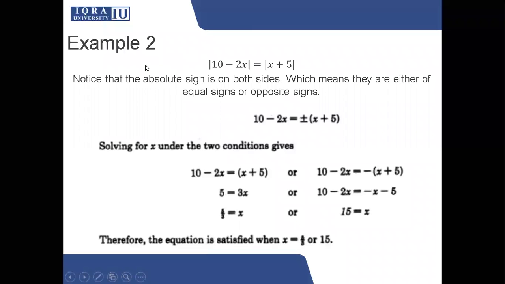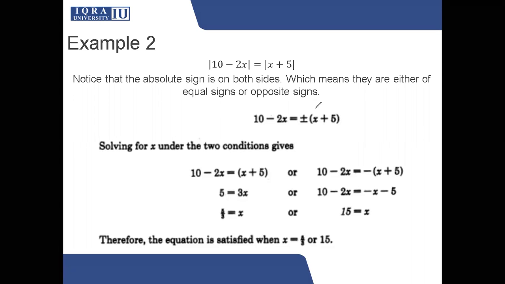So we take up another example. This is the question. The absolute value of 10 minus 2x equals the absolute value of x plus 5. Now what is different over here? Notice that the absolute sign is on both sides, which means that they are either equal signs or opposite signs. So how do we proceed with this? We take away the absolute sign over here. We say 10 minus 2x is either equal to plus x plus 5, or it's equal to minus x plus 5, okay? Because they're either equal signs or they're opposite signs, right?